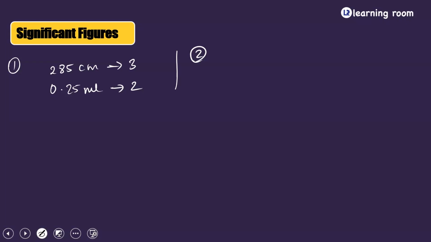For example, if you take 0.03, which is the first non-zero digit here? 3. Preceding means that comes before this. So all these are non-significant. So here the number of significant figures is 1. Clear? So if I am writing 0.0052, here the number of significant figures is 2.